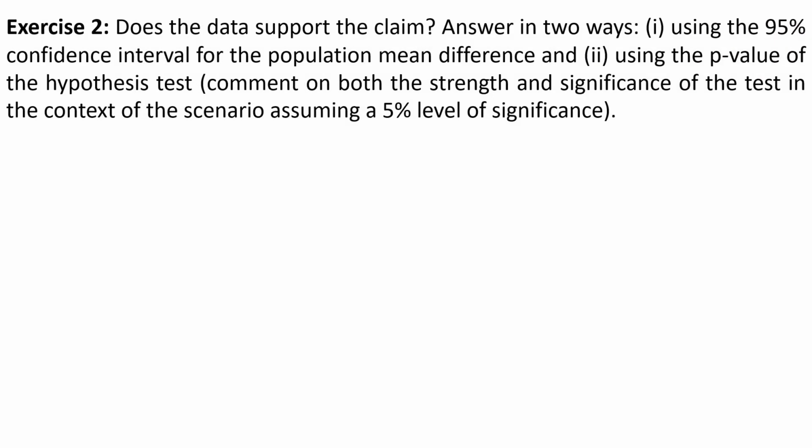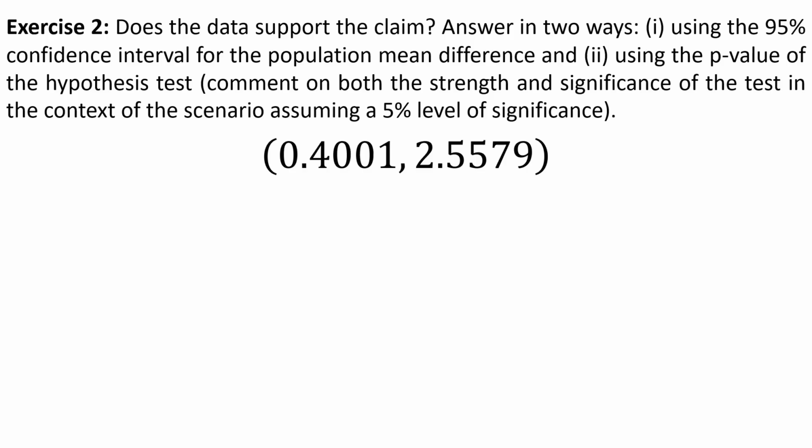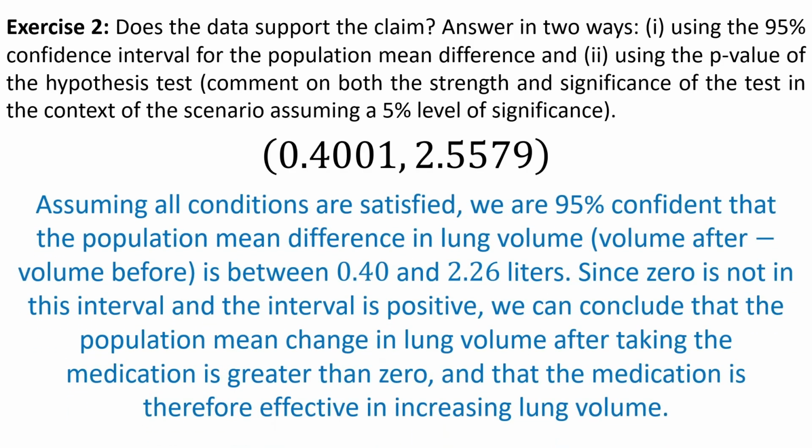So now we're going to draw conclusions, starting with the confidence interval. Assuming all conditions are satisfied, we are 95% confident that the population mean difference in lung volume, that's after minus before, is between 0.40 and 2.26 liters. Since 0 is not in the interval, and the interval is positive, we can conclude that the population mean change in lung volume after taking the medication is greater than 0, and that the medication is therefore effective in increasing the lung volume.